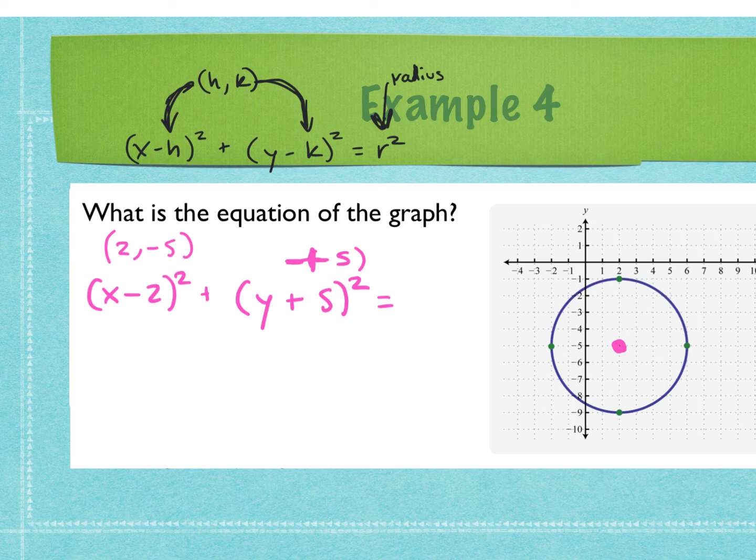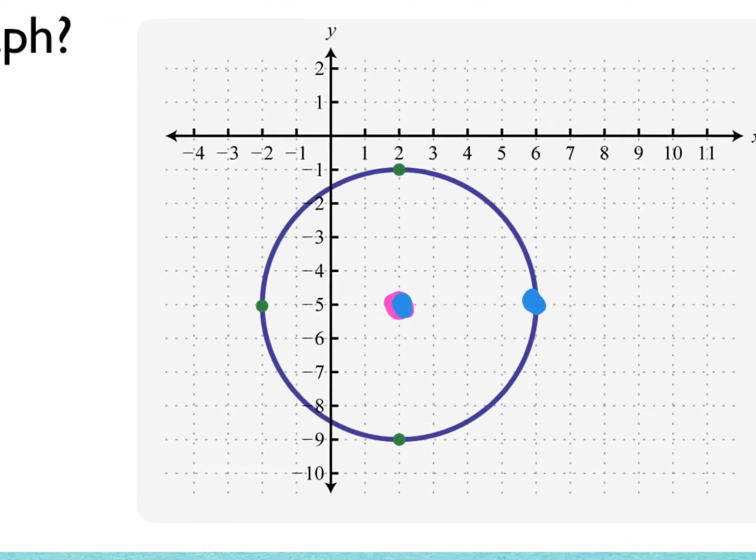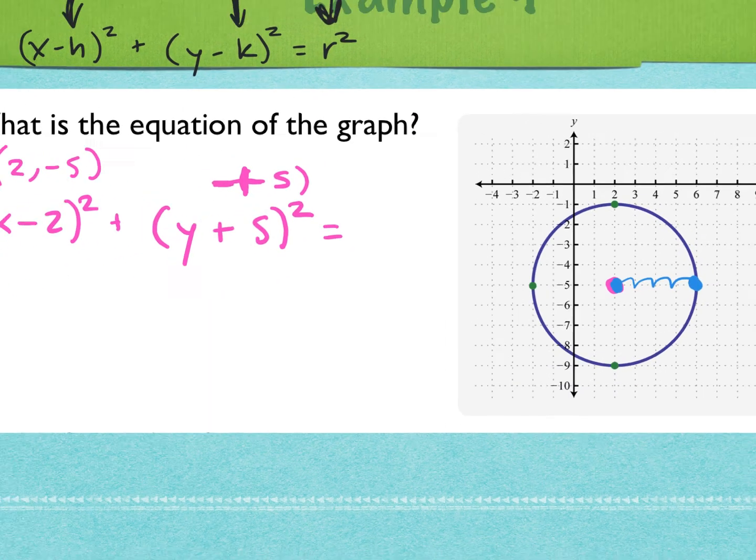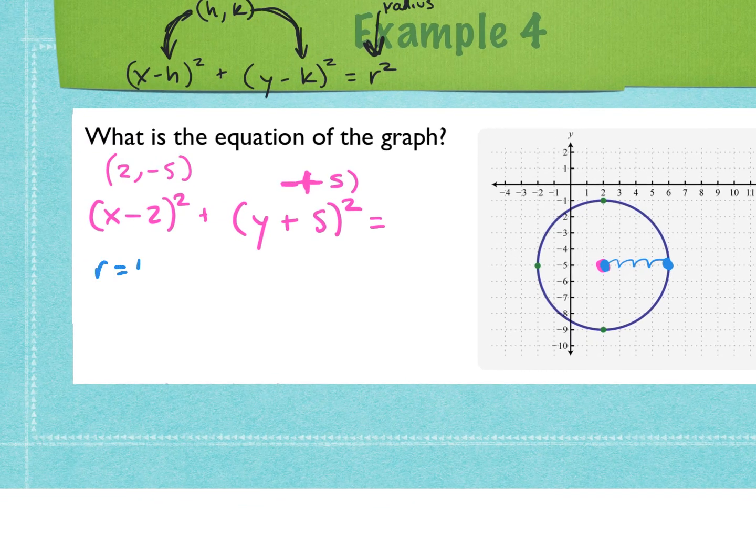So let's find our radius. Our radius is the distance from the center to the end of the circle. So what is this distance here? We go 1, 2, 3, 4. So r is equal to 4, but in our equation here, we have to put r squared. So 4 squared would be 16. Perfect. And that's our equation of the circle.